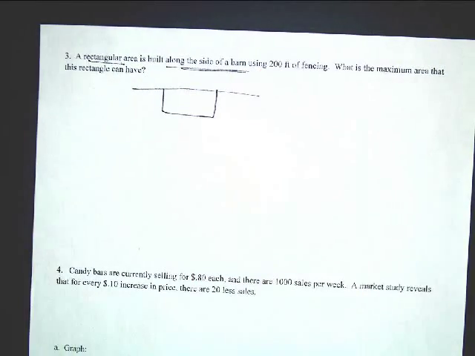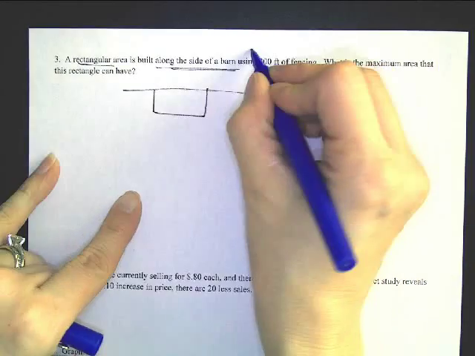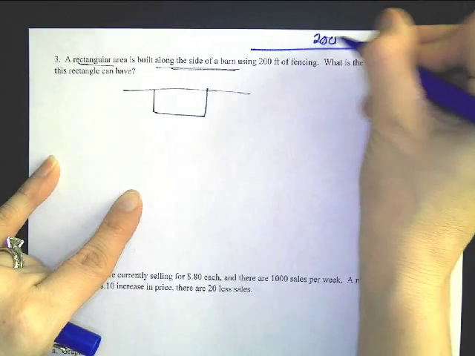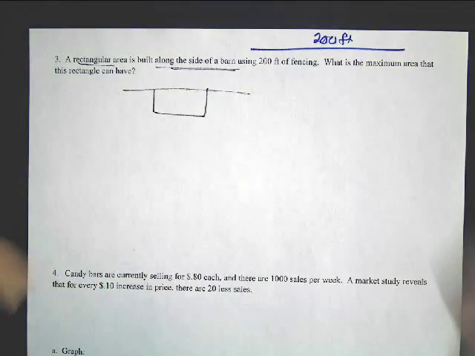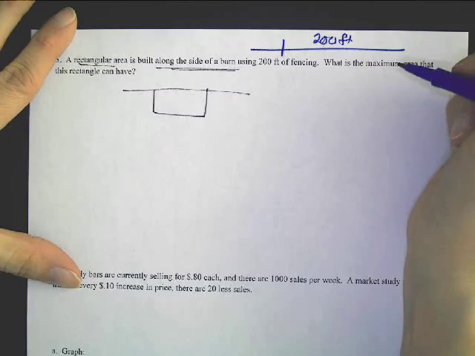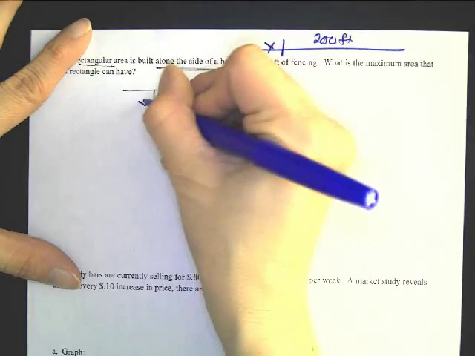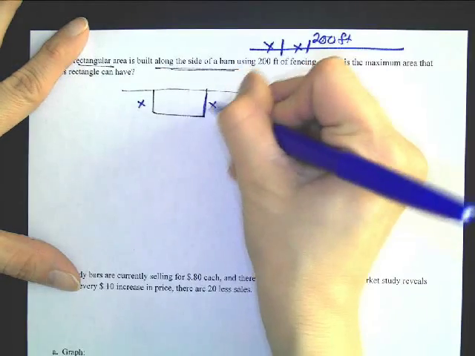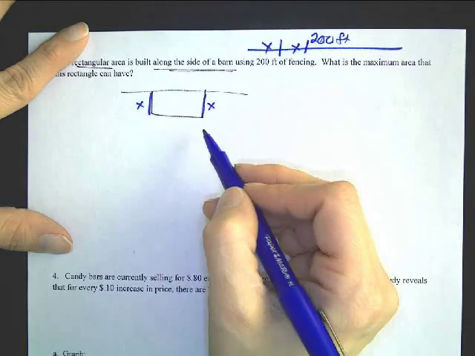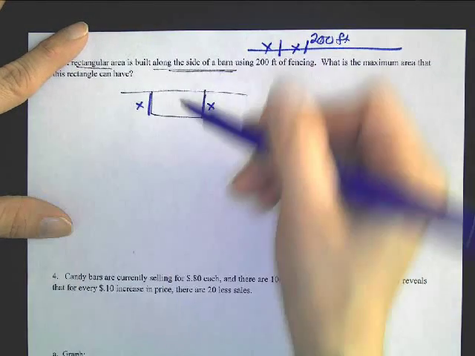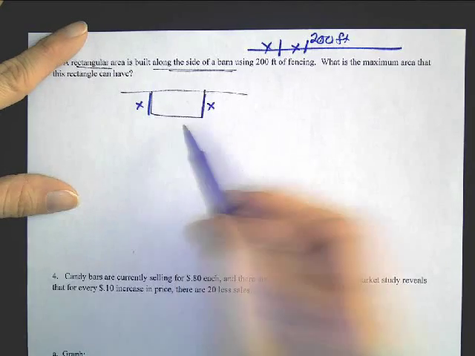Oh, this black pen doesn't really work anymore. So I'm going to take a stick that says 200 feet of fencing and chop off how much for the left? Chop off X, put it on the left. Chop off X, put it on the right. Okay, how many more sides are left? Just 1. Sometimes there's top and bottom, but here there's only 1.